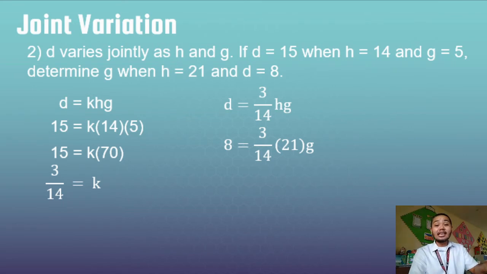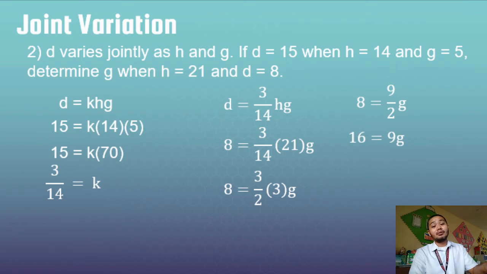So, bali magiging 8 is equal to 3 over 2 times 3g. Ayan siya. So, simplifying pa yung sa right side, that would be 9 over 2 g. Tapos, multiply both sides of the equation by 2. Tapos, divide both sides by 9. So, yung value ng g natin ngayon, when h is 21 and d is 8, will be 16 over 9.